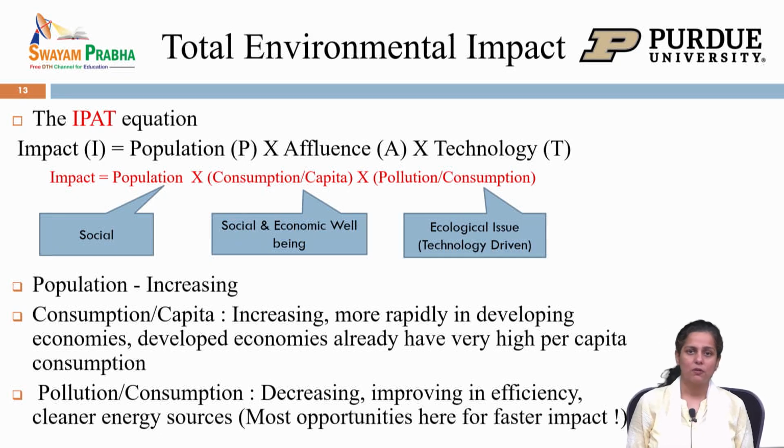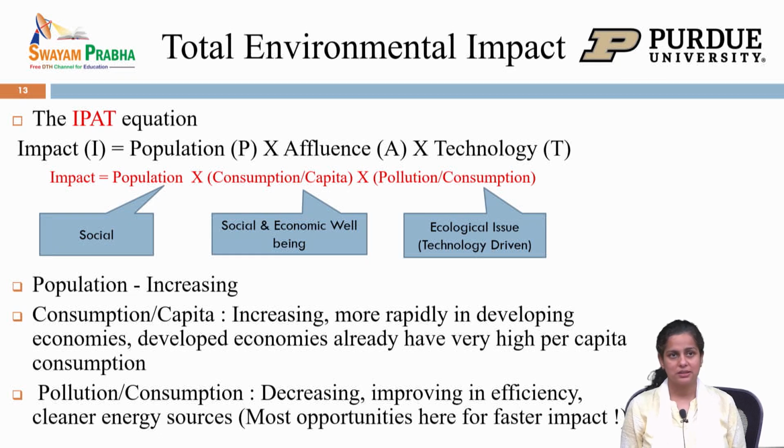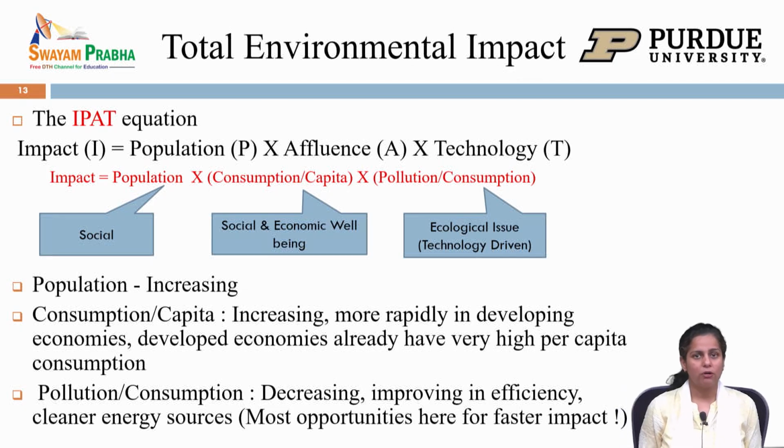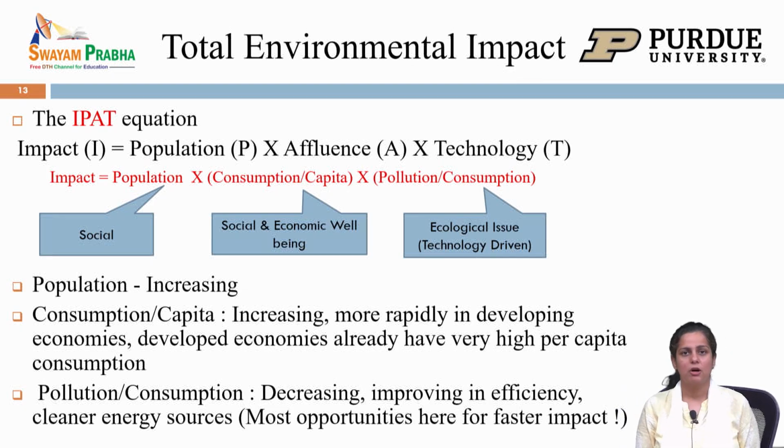Of course, we can think of how we are affecting. Our population is increasing, and consumption per capita is increasing more rapidly in developing economies, but developed economies already have very high per capita consumption, and pollution per unit consumption is basically decreasing. So we are definitely making strides in improving efficiency and cleaner energy sources, and there are more opportunities here for faster impact. We can see how different aspects are affecting the impact.